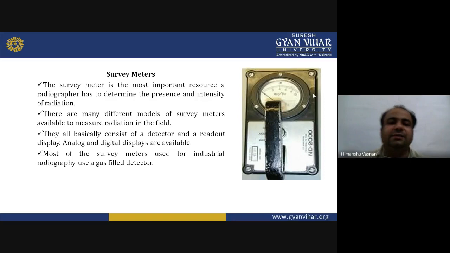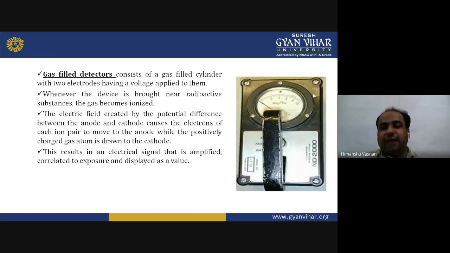They basically consist of a detector, as the name says, survey meter. So they will have a detector and a readout display. Both analog and digital displays are available for proper viewing. Most of the survey meters used for industrial radiography use a gas filled detector.